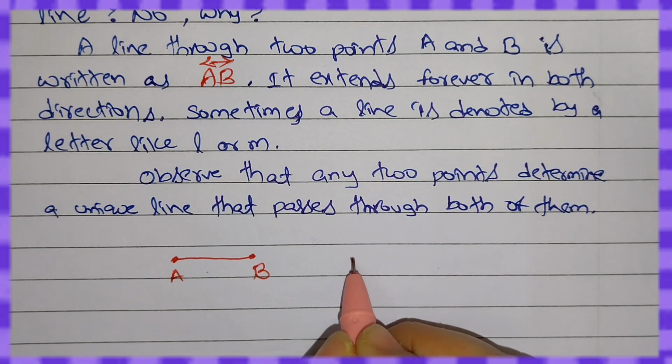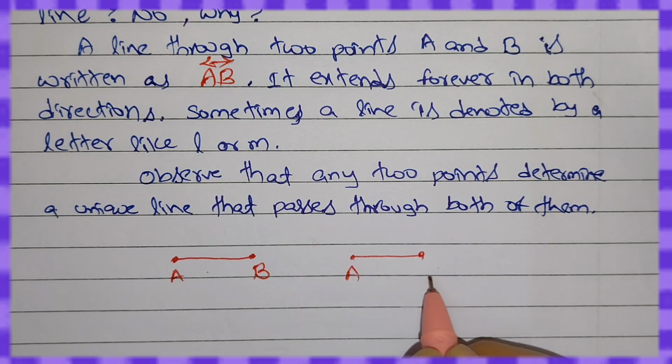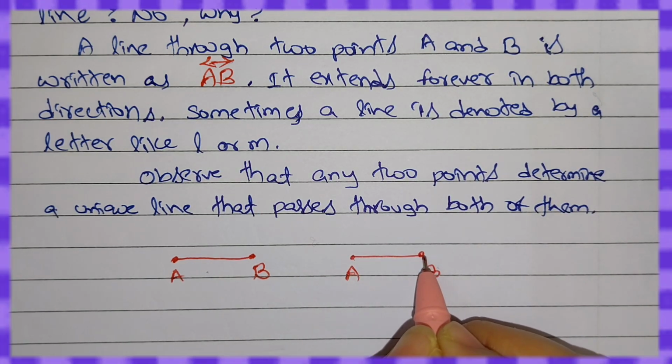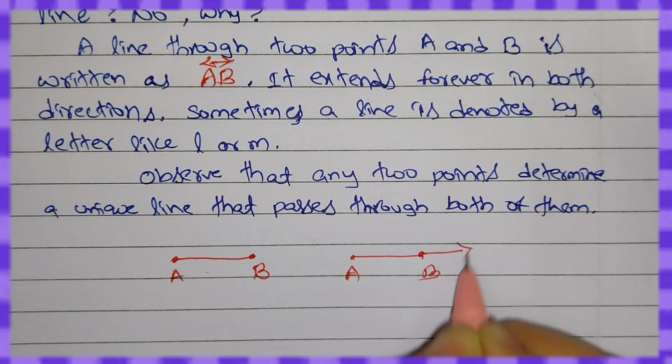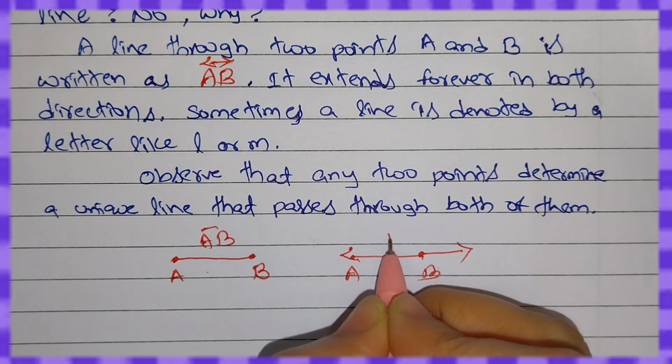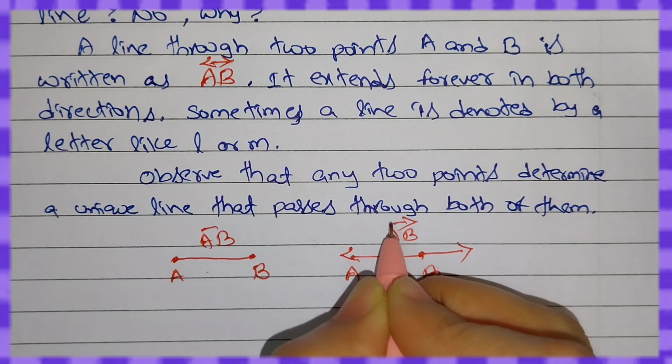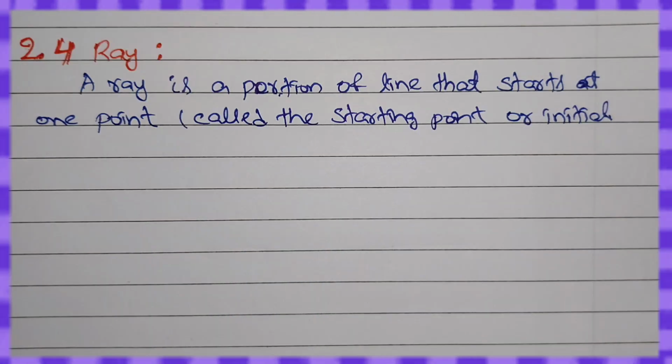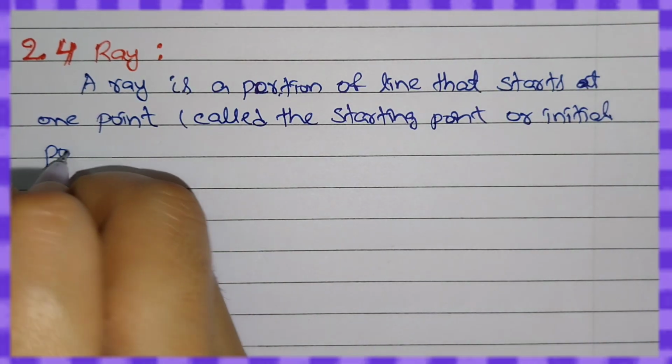So first, a line segment has two endpoints and it is a part of a line. So here we have to extend A in one direction and B in another direction. It goes on forever in both directions. A line segment is denoted as AB bar and a line is denoted as AB.